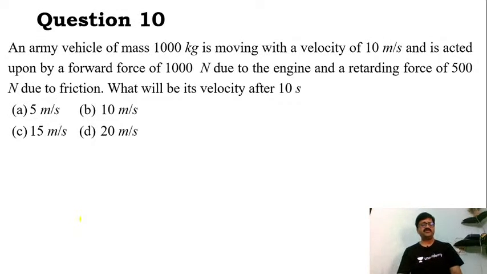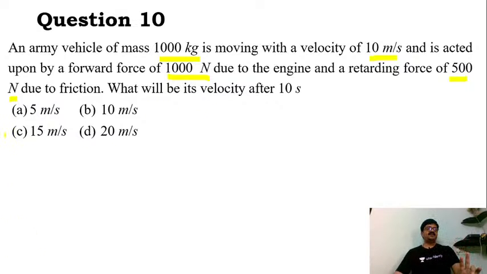Now if we just take a look at the 10th question: an army vehicle of mass 1000 kg is moving with a velocity of 10 meter per second and is acted upon by a forward force of 1000 Newton due to the engine and a retarding force of 500 Newton due to friction. What will be its velocity after 10 seconds?